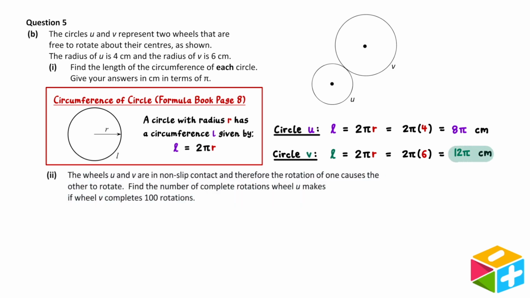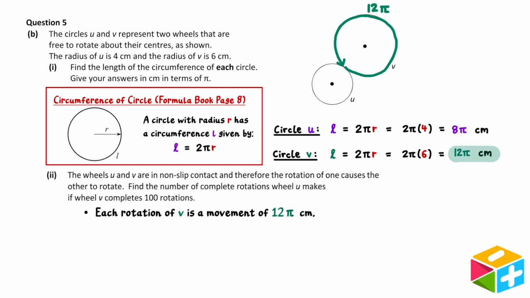In part I, we found that the circumference of V is 12 pi centimeters. This means that if you drew a line along the boundary of V, the length of this line would be 12 pi centimeters. This means that one full rotation of V corresponds to a movement of 12 pi centimeters. It follows that 100 rotations of V would correspond to a movement of 12 pi times 100. This comes out as 1200 pi centimeters.